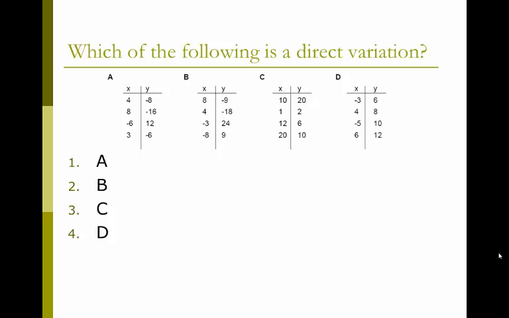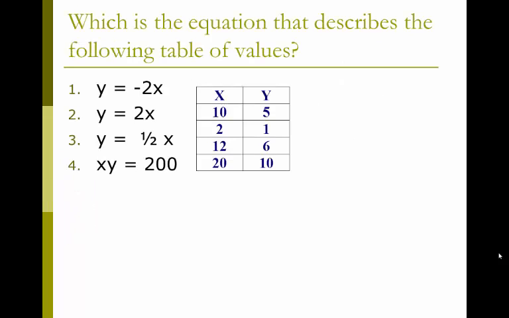Which of these tables would be a direct variation? In this case, table A is a direct variation. Each time you do your y divided by x, you end up with the answer of -2. With B, C, and D, you do not end up with that constant k value. What would be the equation to describe this situation? In each case, when you do y divided by x, you end up with 1/2. Therefore, your equation would be y equals 1/2 x.